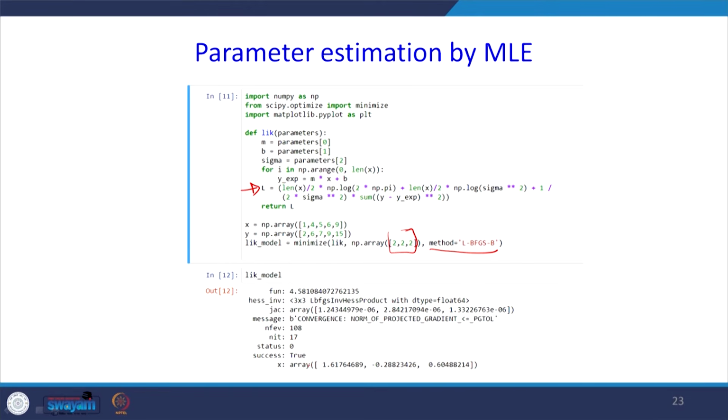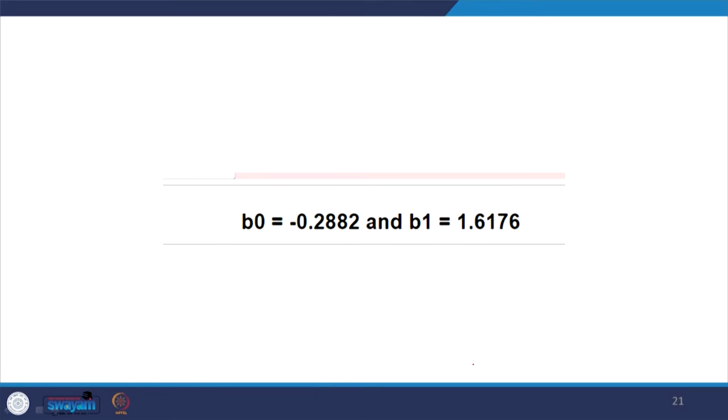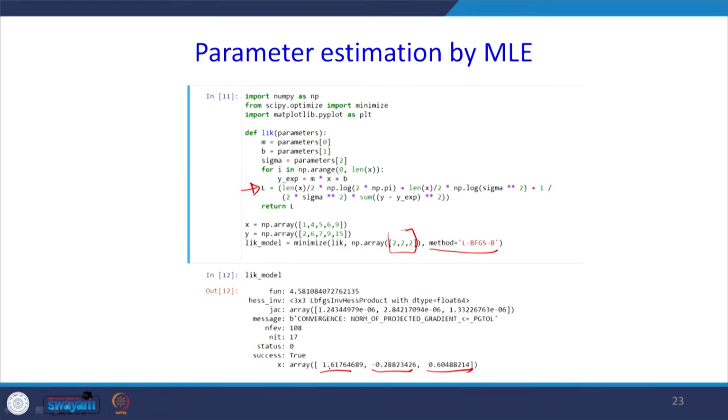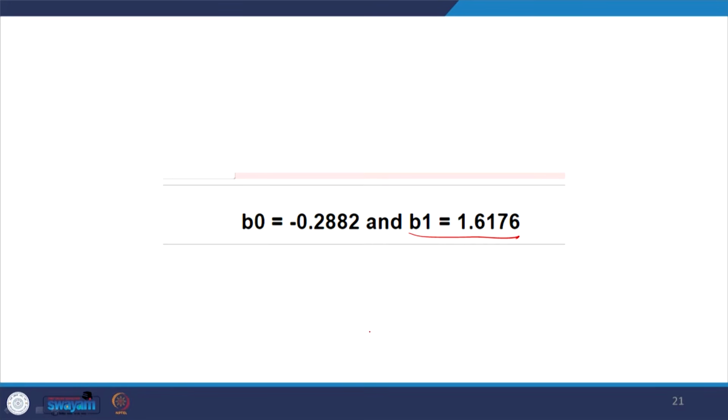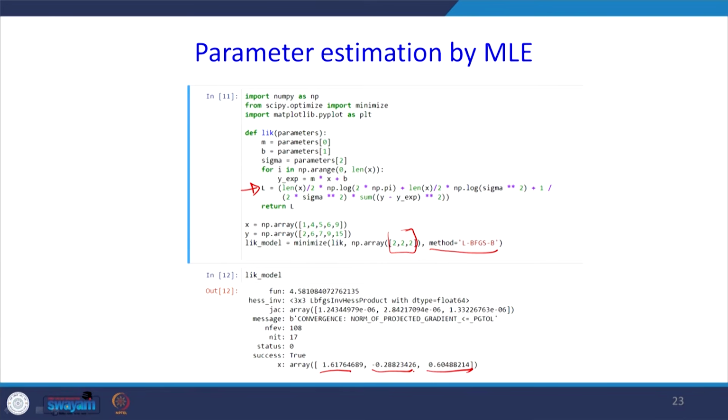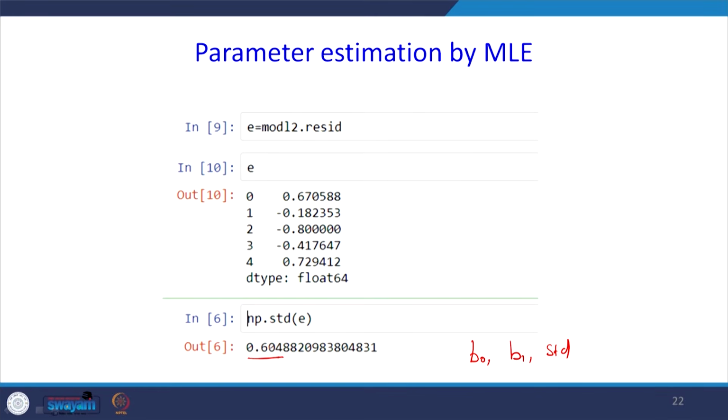When you run it, see this is the answer: 1.61, minus this. What is this? This one is your x coefficient, this is your y intercept, this is the standard deviation of your error term. When you go back, we will verify this. See that the coefficient of x is 1.6176, and we are also getting 1.6176. The y intercept is minus 0.288, so here also we are getting the y intercept. The other thing, the standard deviation of the error term, is 0.604. Here also this value is the same.